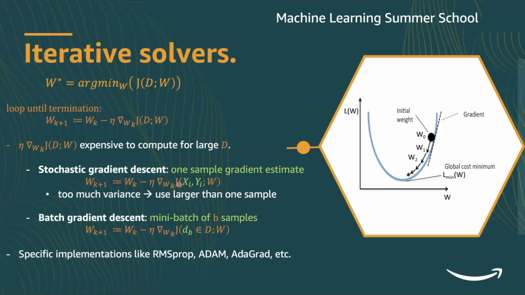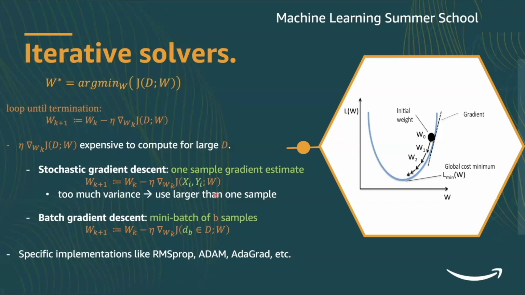It replaces the data by just one sample. And then the rest of the equation is the same. But the problem with this is that there is too much variance. So the right thing to do is something in between, not the full data set, not just one sample. Use a small batch of samples.